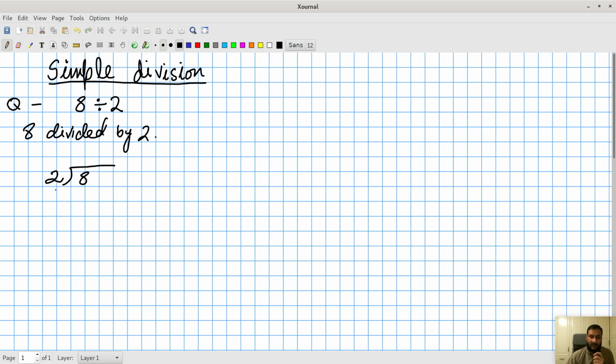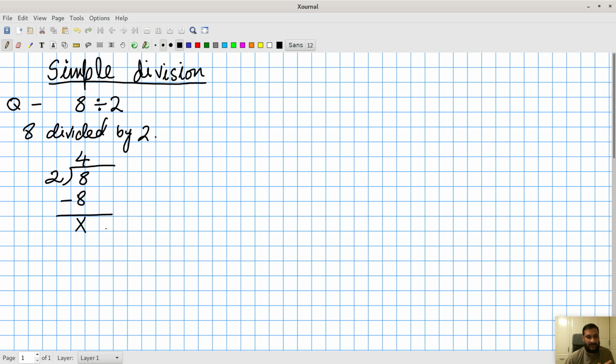Now we need to find out what multiple in 2's table gives us 8. So 2 1s are 2, 2 2s are 4, 2 3s are 6, 2 4s are 8. So we write 4 here, the multiplier, 2 4s are 8. And we write 8 right beneath this, and we do a subtraction. 8 minus 8 is 0. Normally we put a cross here, and there is a very valid reason for that. Anyhow, either a 0 or a cross here basically means 0.